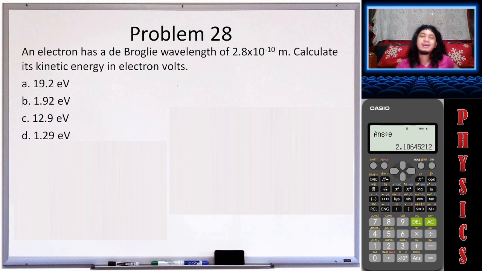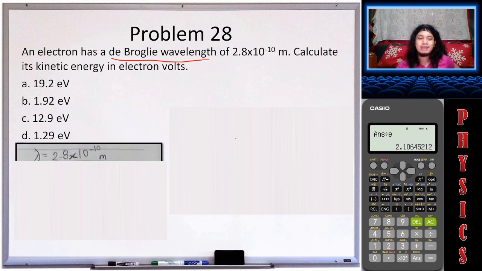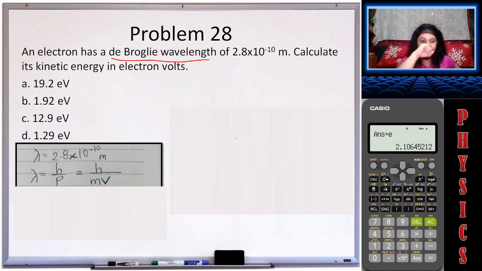Kasi po, de Broglie wavelength ang nakalagay. Hindi na talaga yan yung solution natin. Ano meron kay de Broglie wavelength? Yung ating formula. Wavelength is equal to h over p, or h over mv. So, meron tayong h, constant 06. Meron tayong wavelength. H saka wavelength. Tapos, yung mv.